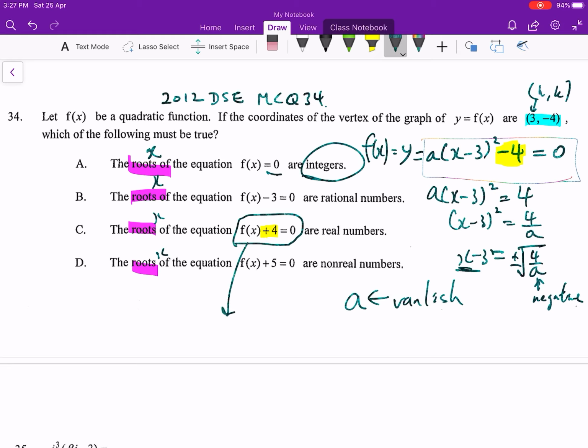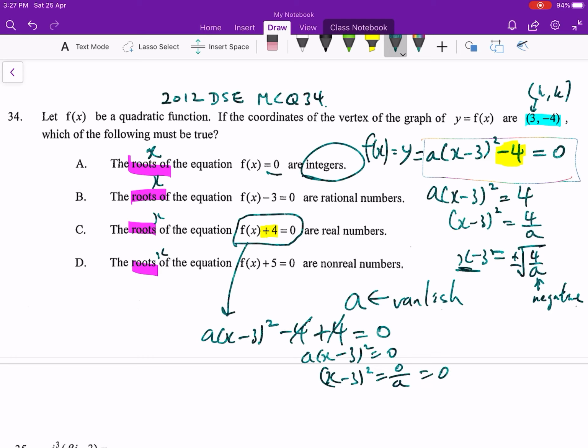So f(x) plus 4 means a times (x minus 3) squared minus 4 plus 4 equals 0. When you do this, can you see that these two cancel out? Yes. And what you have is a times (x minus 3) squared equals 0. When you throw the a to the other side, you find that 0 over a is 0. So it is done, because you can find your x now, which is 3. Of course, this is a real number.